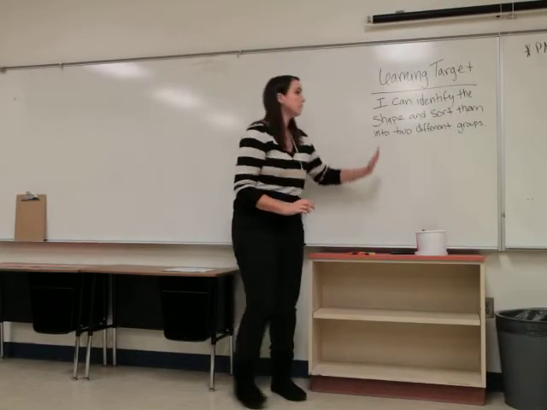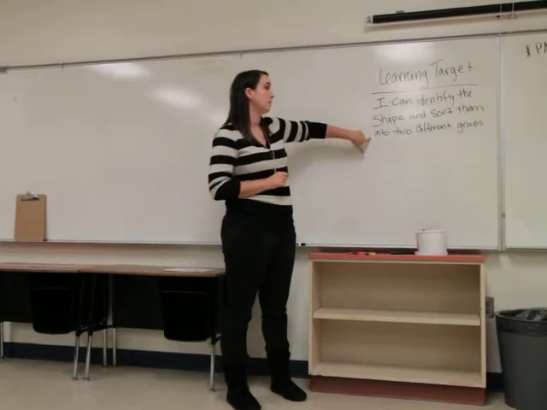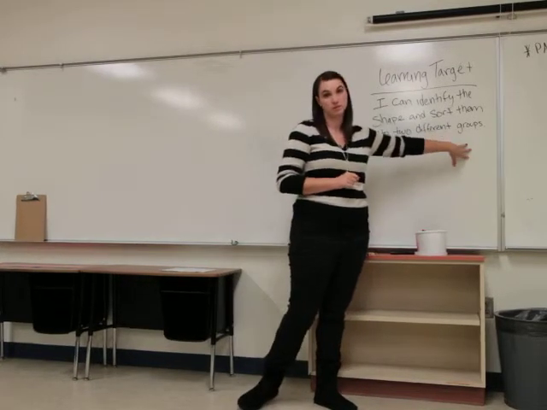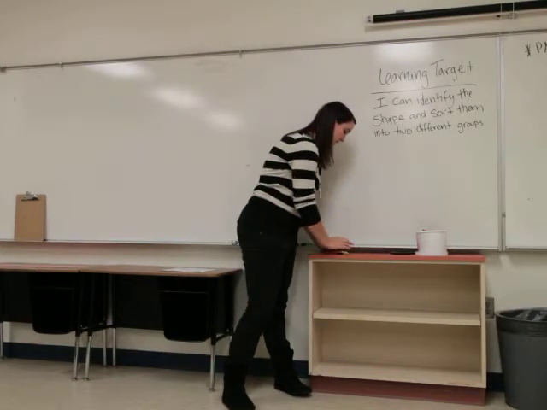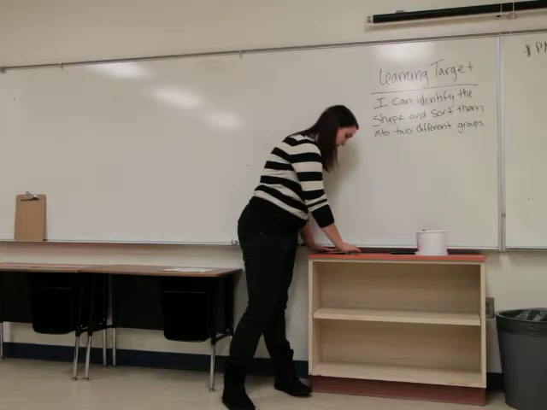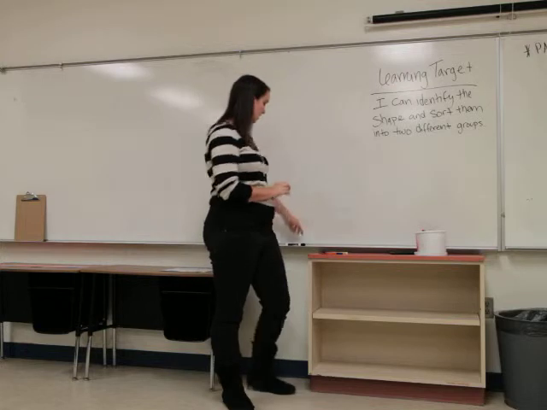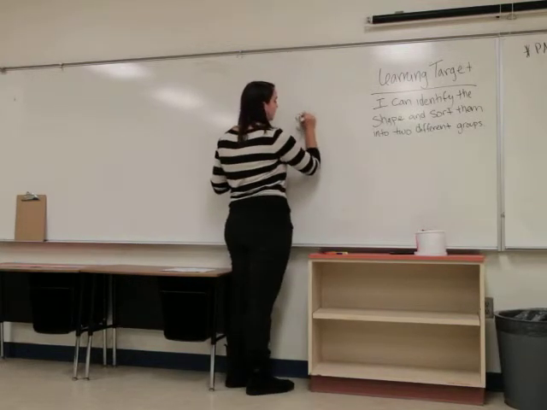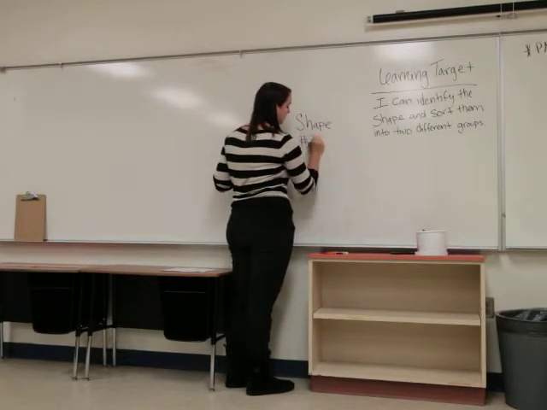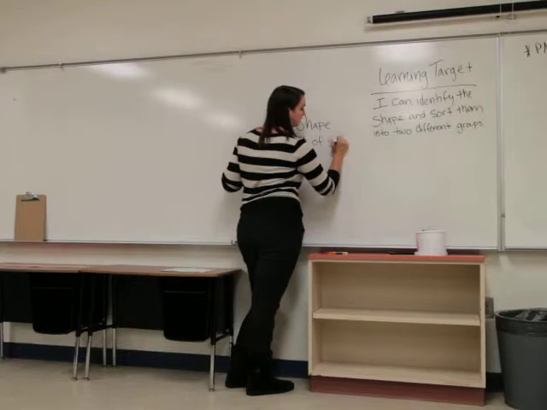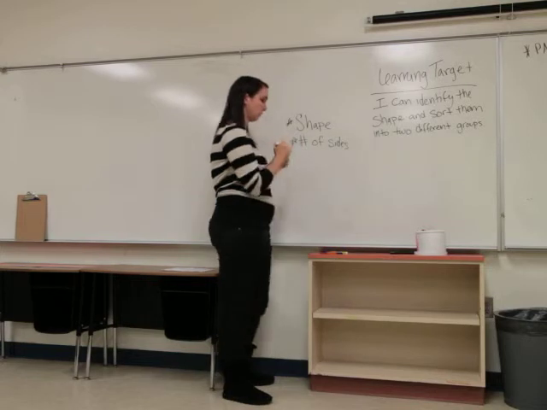So we already sorted them in one way, which was by shape. So today's learning target mentioned that we are going to be able to sort them into 2 different groups. Okay, so we already went over shapes. Next, we're going to go over how many sides. First way was by shape. And our second will be by the number of sides each shape has. Okay? These were our 2 different ways that we were going to group them.